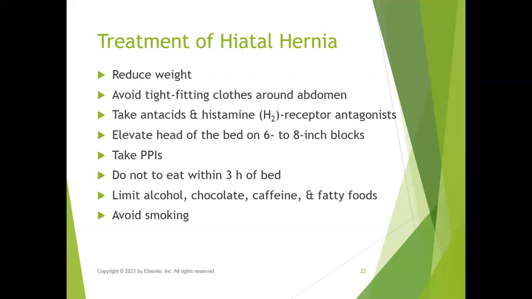Treatment of a hiatal hernia includes reducing the person's weight, avoiding tight-fitting clothing around the abdomen, taking antacids and H2 receptor antagonists, elevating the head of the bed on 6 to 8-inch blocks, taking proton pump inhibitors or PPIs, not eating within 3 hours of bed, and limiting the amount of alcohol, chocolate, caffeine, and fatty foods that are consumed. Lastly, it's very important to avoid smoking.